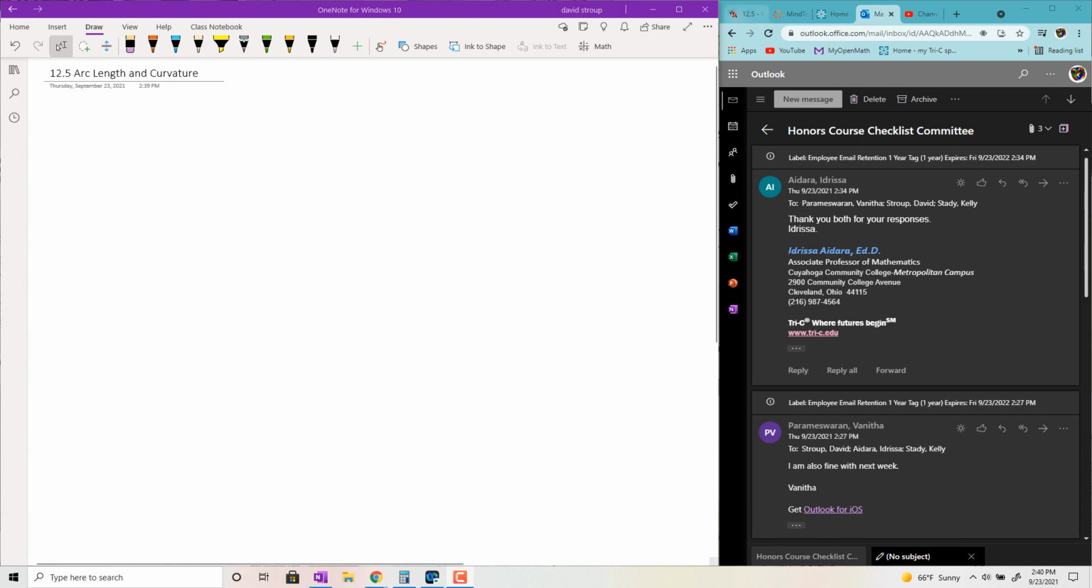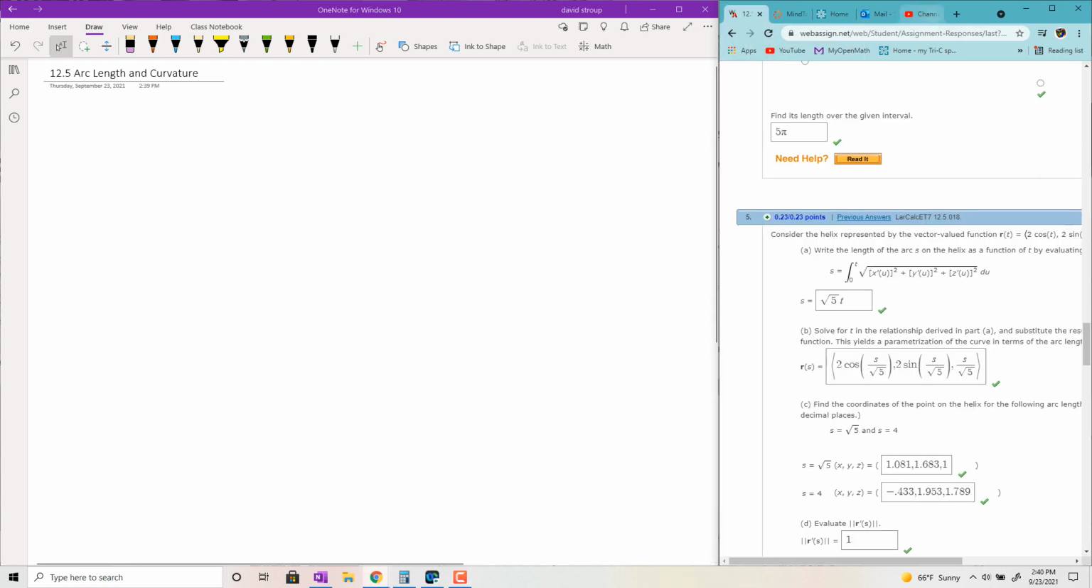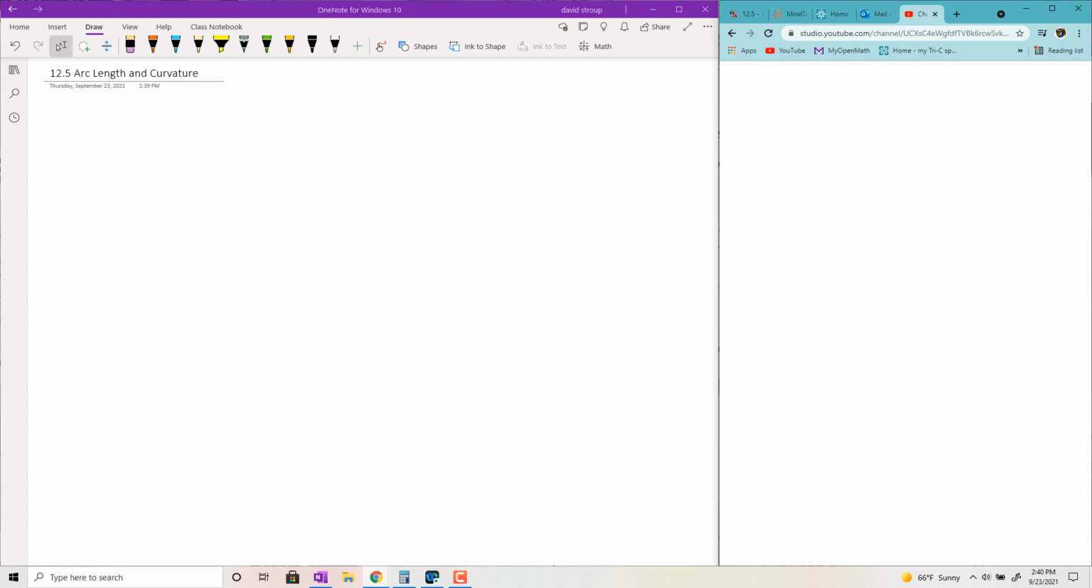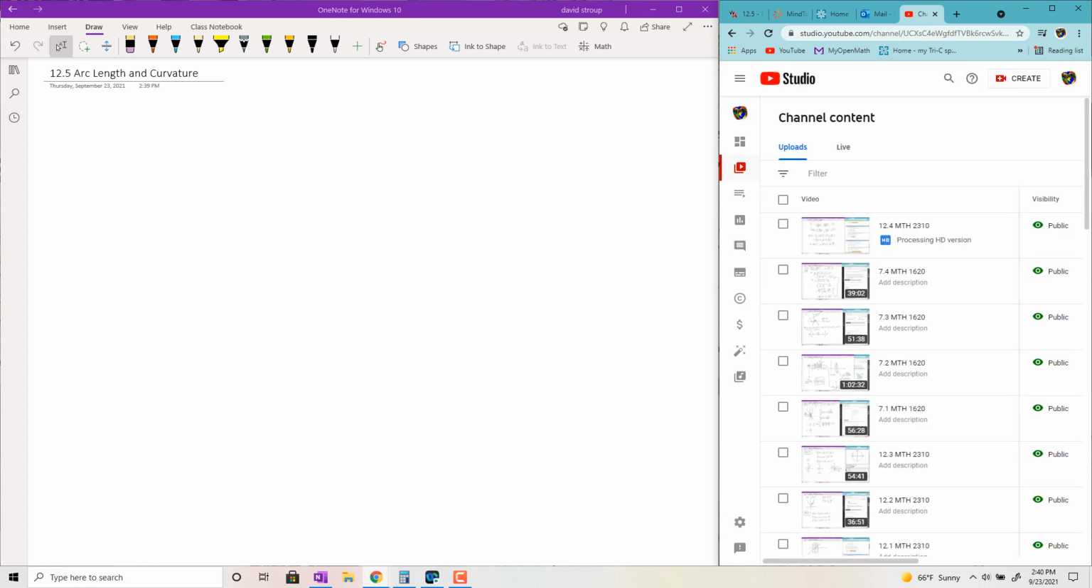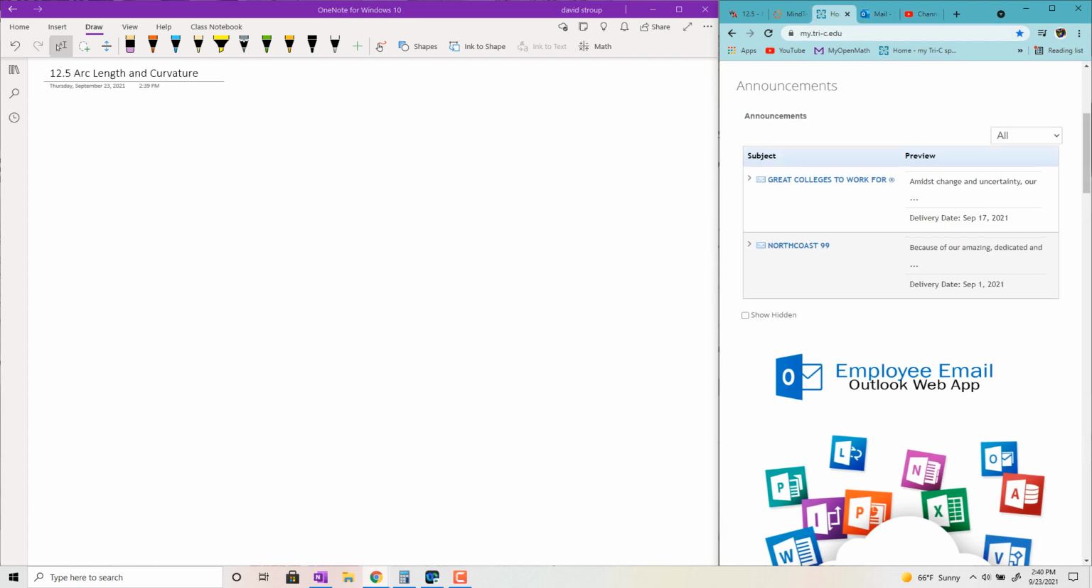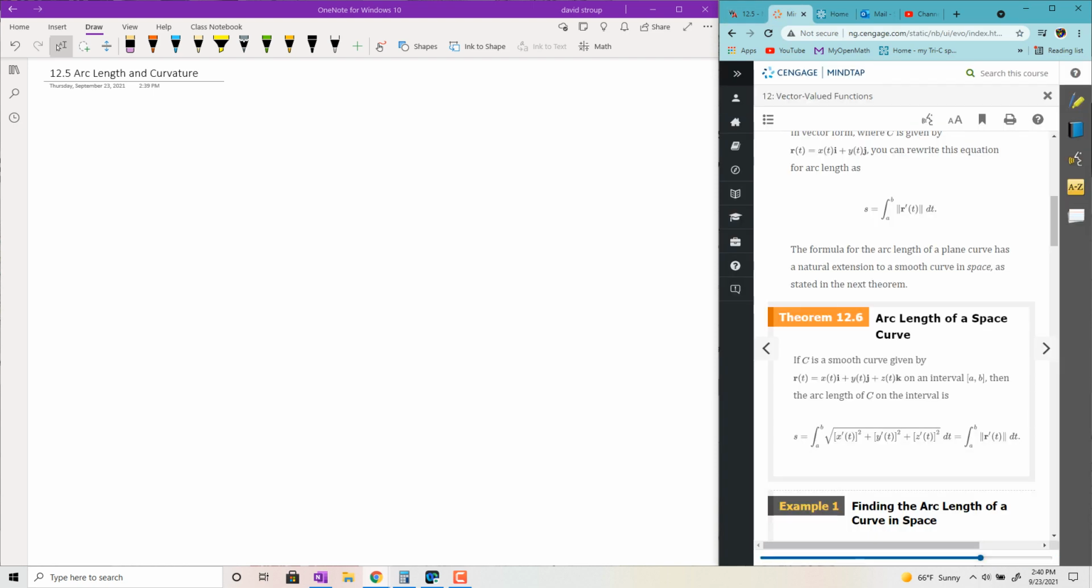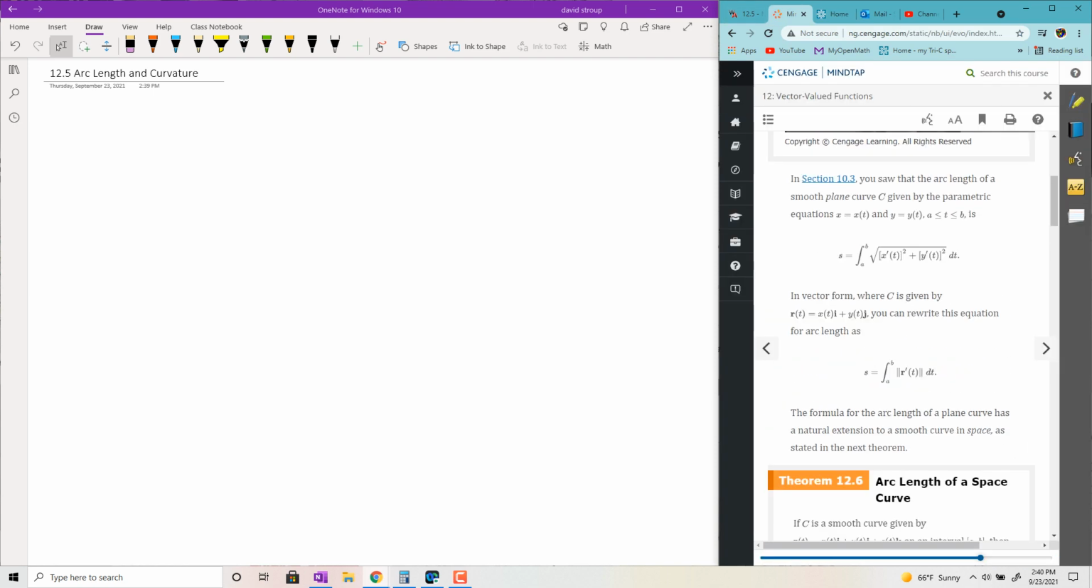Hey, welcome back. We're going to go into 12.5 now, arc length and curvature. We've seen arc length before, and so hopefully this won't be too mind-blowing. Let's introduce it. Okay, so section 1, arc length, and we're worried about arc length of space curves and plane curves. Recall your work from Calc 2.